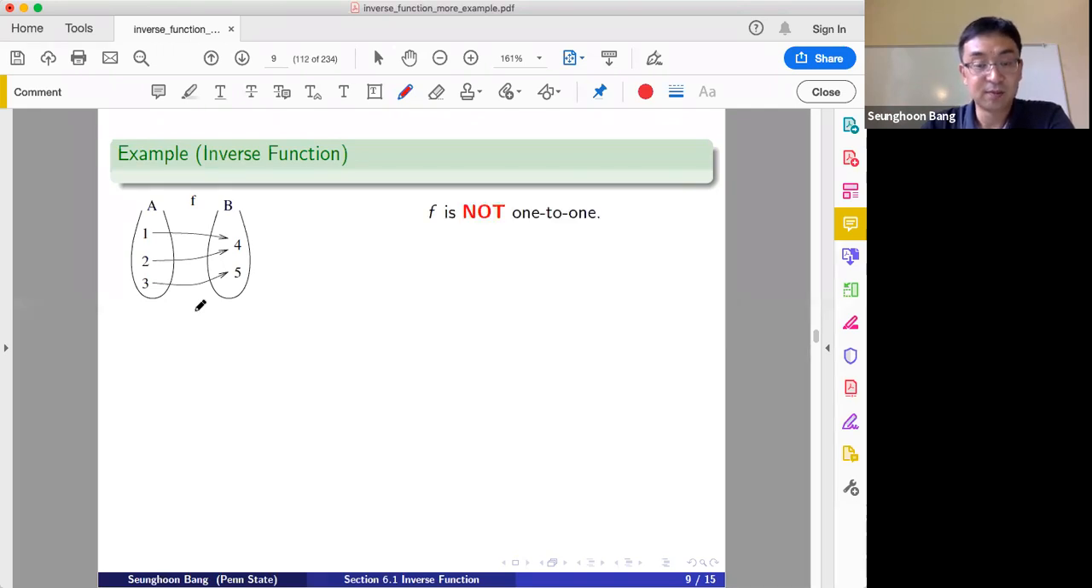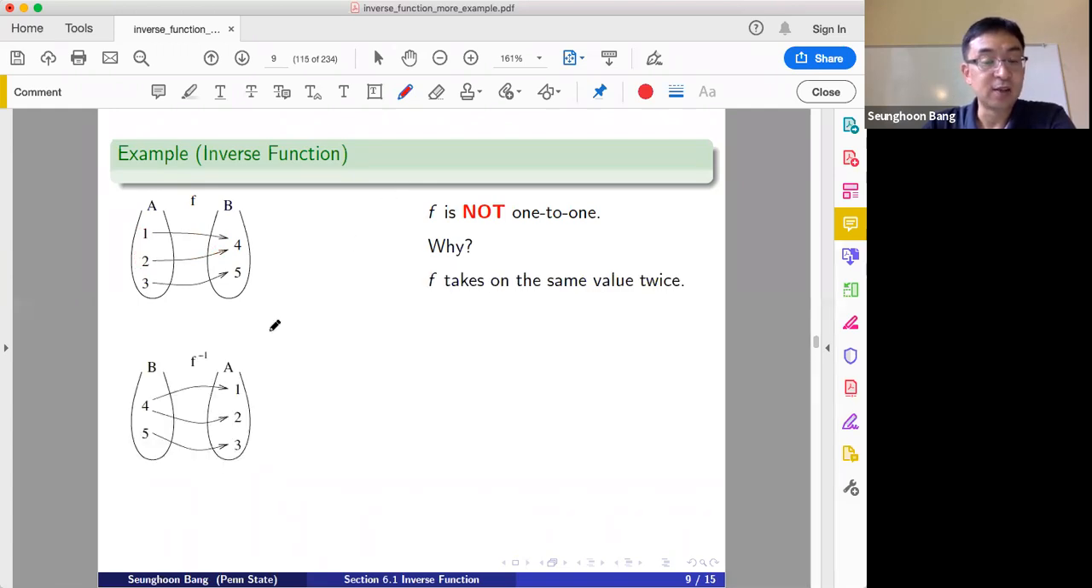So here, the function f is not 1-to-1 because 1 and 2 are going to the same number 4. So why here? Was it like an inverse relation? Going back, 4 is going back to 1. 4 is going back to 2. So like this. This is what? So 4 is going to 2 numbers, not a function. So inverse function does not exist.